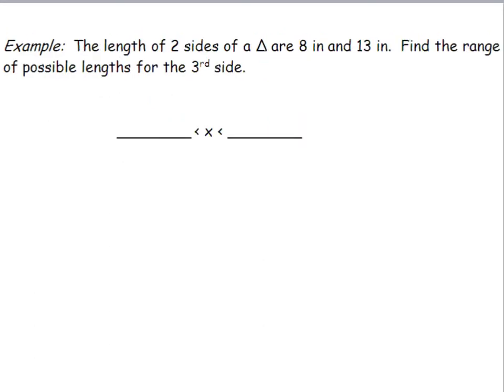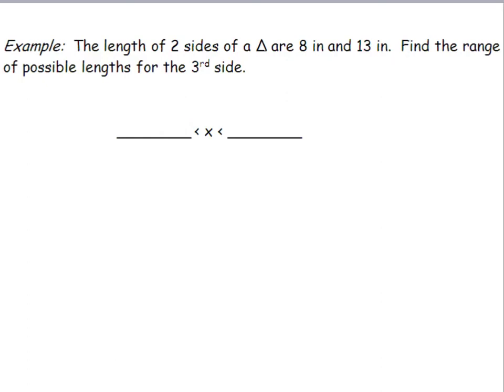The last example we're going to cover has to deal with the length of two sides of a triangle. In this case, they are giving us 8 inches and 13 inches. So our job is to find the range of possible lengths for the third side. So I want to know, what does that third side have to sit between? What numbers are possible for us to get a triangle?